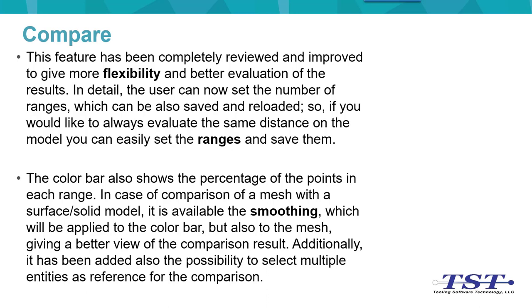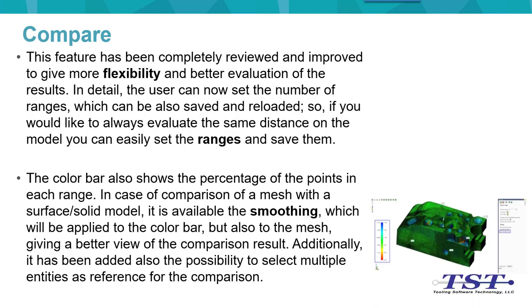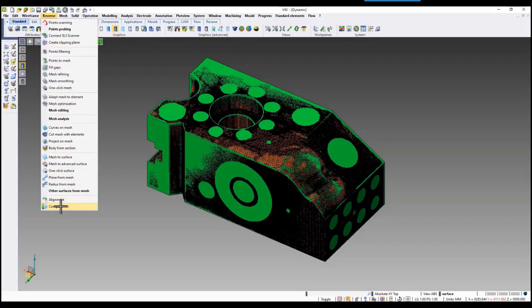In this case, for the comparison of a mesh with a surface and solid, it is now possible to set the smoothness, which will be applied to the color bar, but also to the mesh, which gives better view and comparison results. Additionally, the possibility has been added to select multiple entities as a reference for comparison. So here's just a quick video of that.